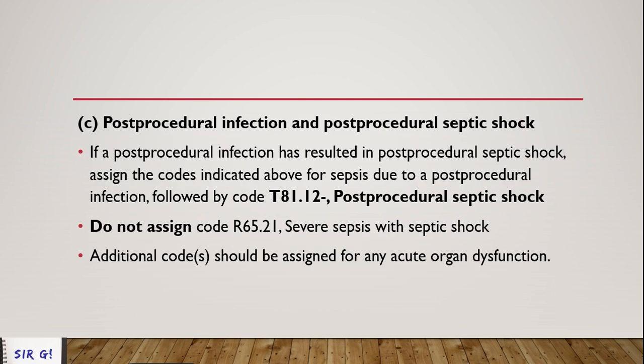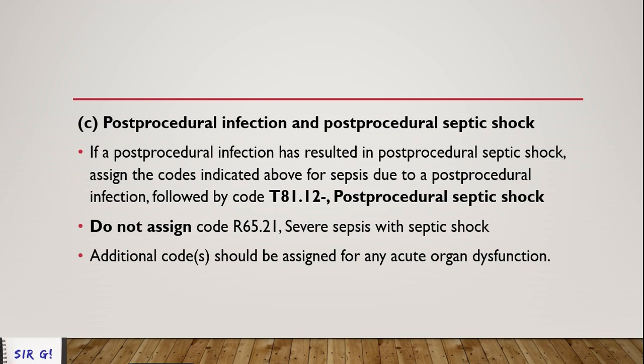Okay. Next, post-procedural infection and post-procedural septic shock. It is the same guideline as when you have septic shock in our first discussion. Just that you need to change your first code, your R65, into T81.12. Okay? You no longer need to code R65.21, severe sepsis with septic shock, because there's a specific code for septic shock due to your procedure, which is T81.12, post-procedural septic shock.